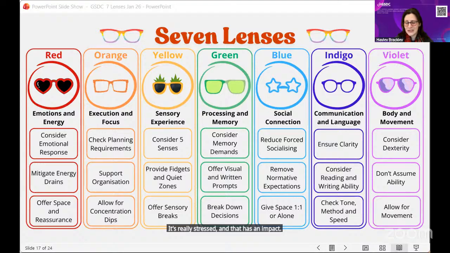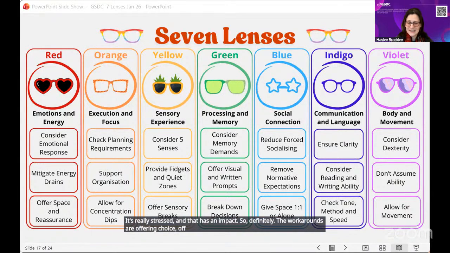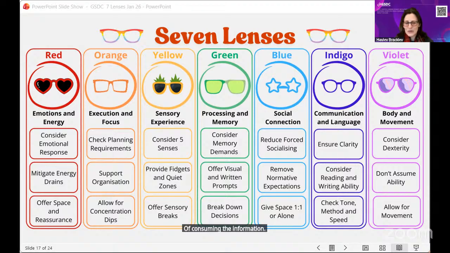So definitely the workarounds are offering choice, offering variety, offering different ways of interacting, of consuming the information, and also offering that psychological safety to say, it's okay for you to tell me what you need. Our role as a facilitator is to provide that opportunity for somebody to take some understanding, to take some learning. And it's okay for them to tell us what they need in order to do so.